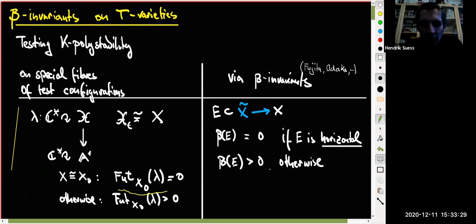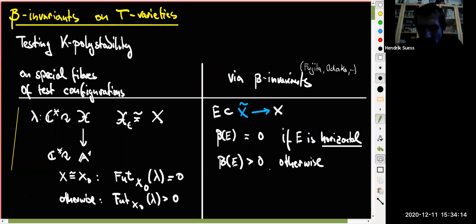And the Futaki character eats a C star action, so a one parameter subgroup of the maximal torus acting on the special fiber, and yeah, gives us a number. And we want this number to be generally positive, except if the degeneration we started with was actually trivial. So a product, I mean. And then we have a newer formulation or test for K-polystability, and this uses the beta invariants, which to my knowledge were introduced by Fujita.